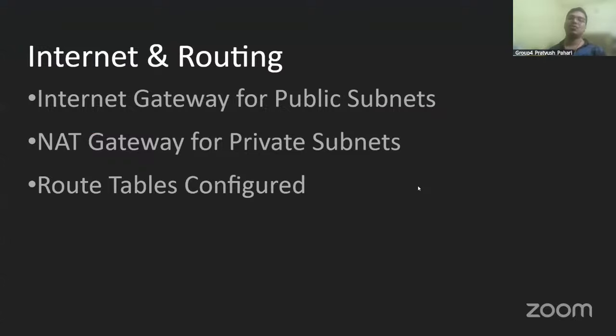After that, we need to configure the internet gateway for our public subnets so that they can talk to the outside internet, and users can also reach these public subnets. The web tier is present on the public subnet. We also need to configure the NAT gateway so that the instances inside the private subnets can talk to the internet via the NAT gateway. And we have to configure two route tables, one public route table for the public subnets and one private route table for the private subnets. We'll see in the demo how all these things are done.